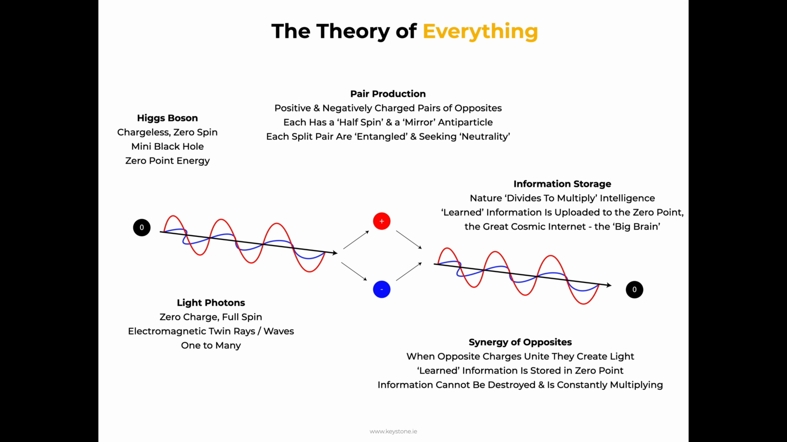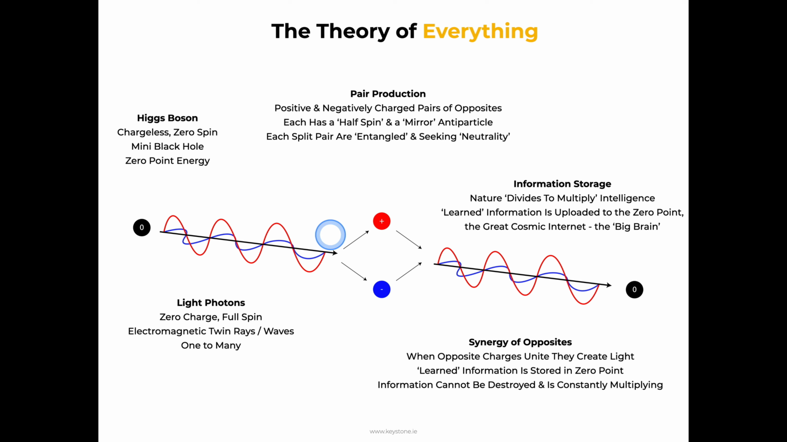Light is electromagnetic twin rays. Now, when I say light, we only see a tiny part of the spectrum. So when I speak of light, I'm talking about the entire spectrum, not just the visible. So electromagnetism. So light photons are twin rays. One to many. Here we've got the one. Now we've got many rays of light, or waves of light.